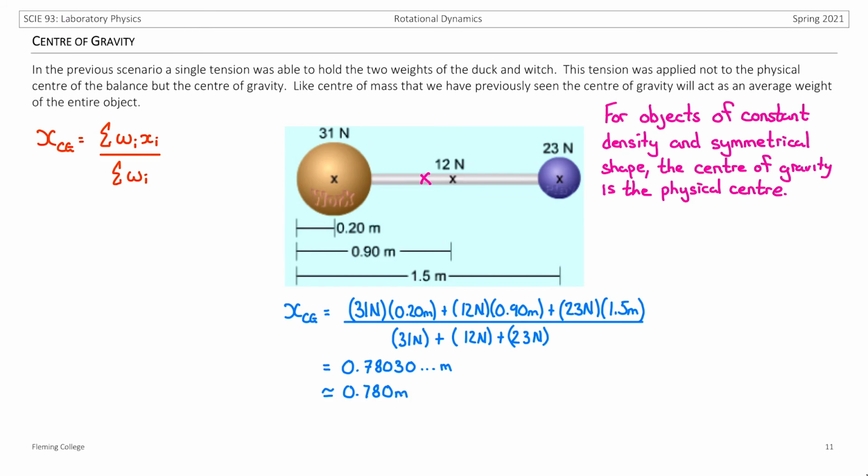This lets us know if we were able to apply a tension force of 66 newtons at this point, it would be able to balance the entire system. So there would be no net force and there would be no net torque about this point. If we attach this tension at any other point, there would be a net torque on one side or the other.